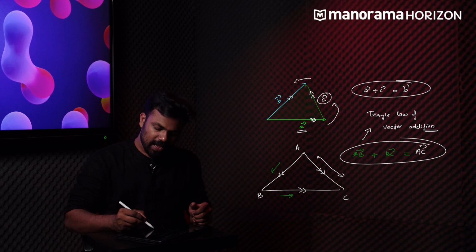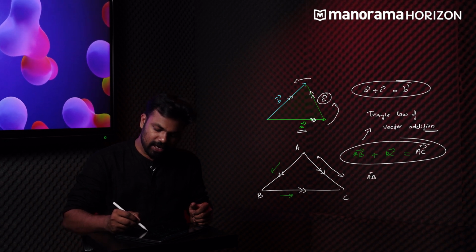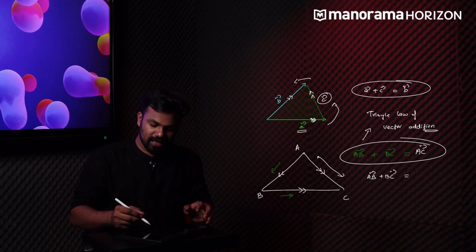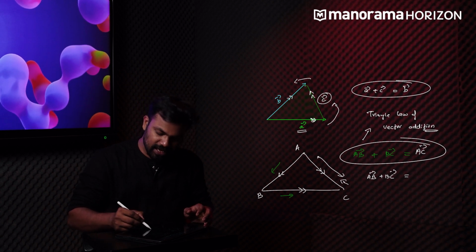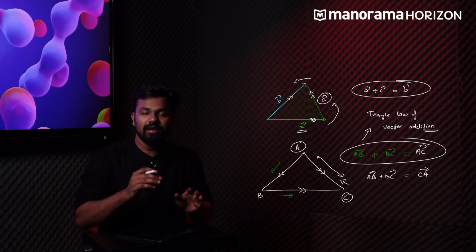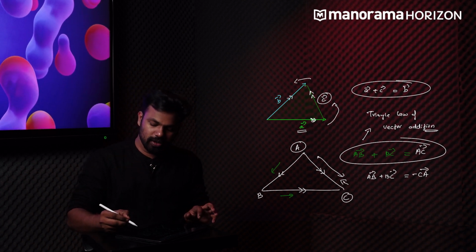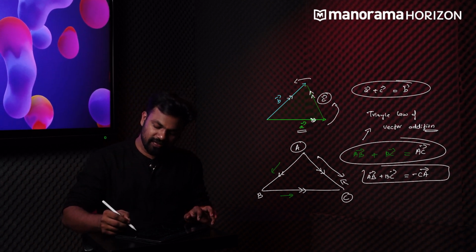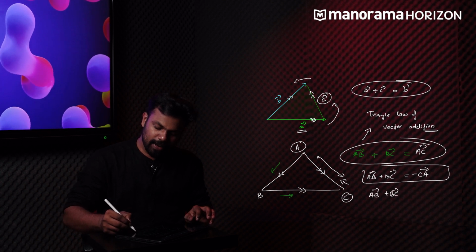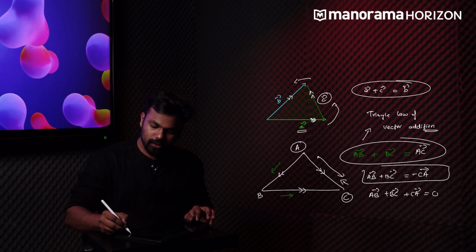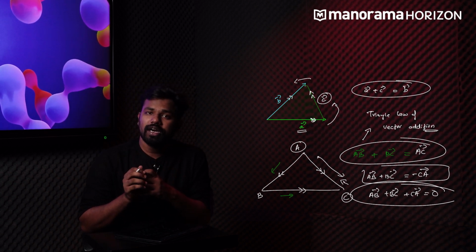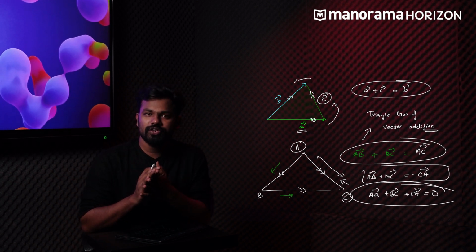Now look here, I can also write AB plus BC is equal to what? If I take this as the direction, is that CA? Yes. So if I write CA, then it is the opposite direction of AC, so you have to put a negative. In that case, if I take this minus CA to the left side, I will get AB plus BC plus CA is equal to 0. So this gives us the triangle law of vector addition. Clear? Understood the triangle law of vector addition?